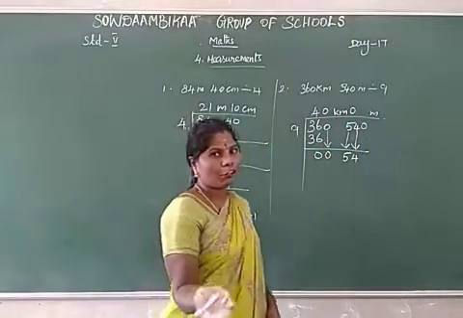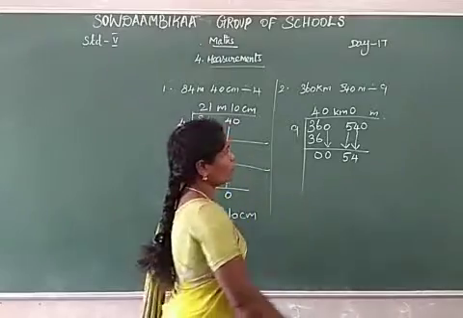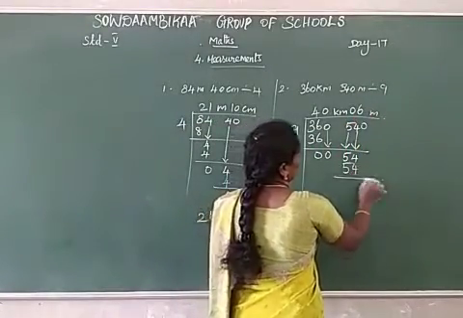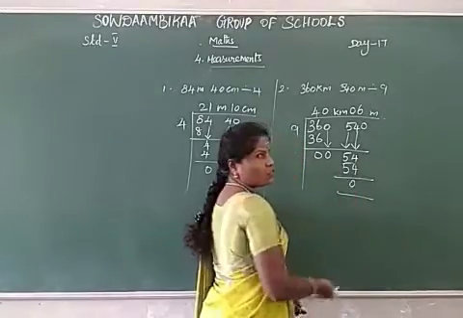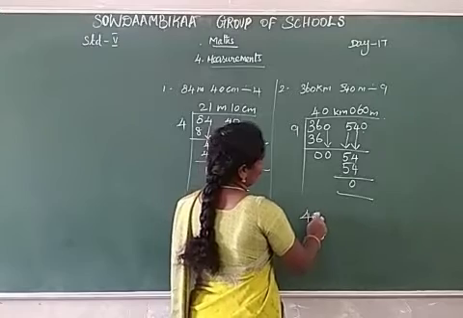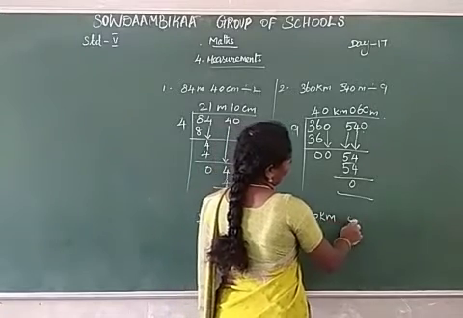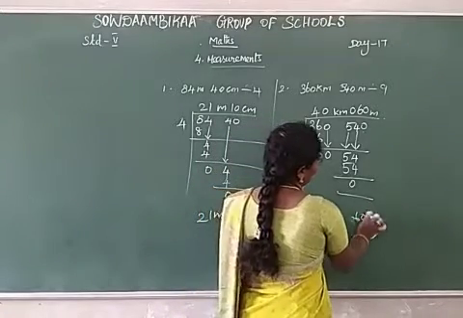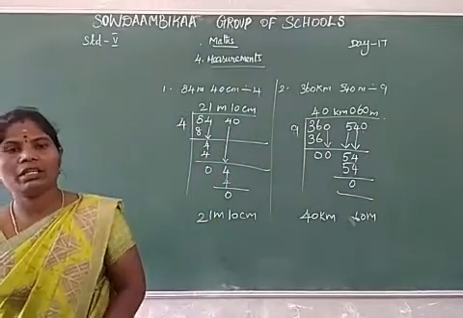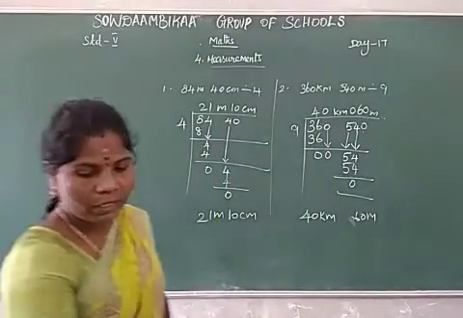Now say the ninth table. 5 nines are 45, 6 nines are 54. 54 minus 54, 0. The answer is 0. The other 0 also goes in the quotient. So the answer is 40 kilometer 60 meter.